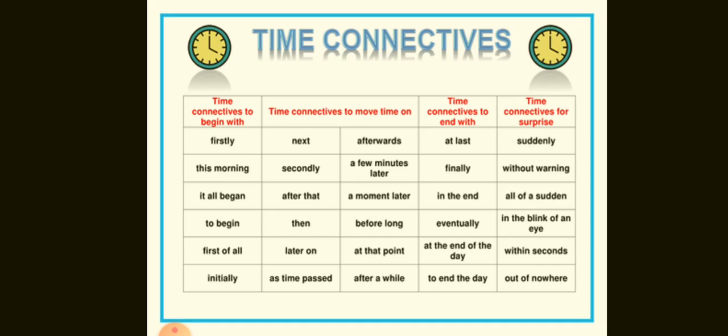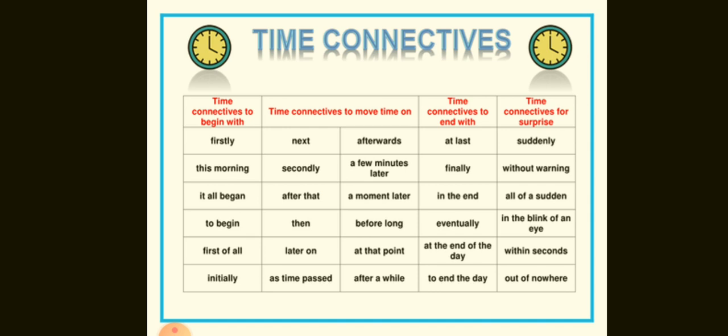Now, we can also use some time connectives. This is very similar to the one which we discussed just before this chart. Time connectives help you to connect one event to the other and switch from one event to another. So when you're writing a paragraph in the body of the diary, you can use these time connectives to express yourself. To begin the diary, you can use time connectives like, firstly, this morning, it all began, to begin, first of all, initially.